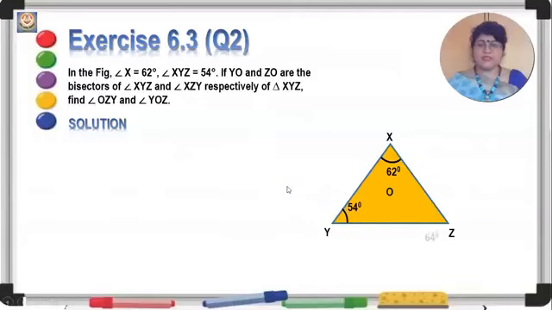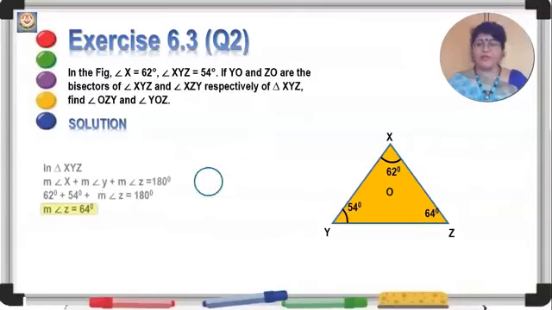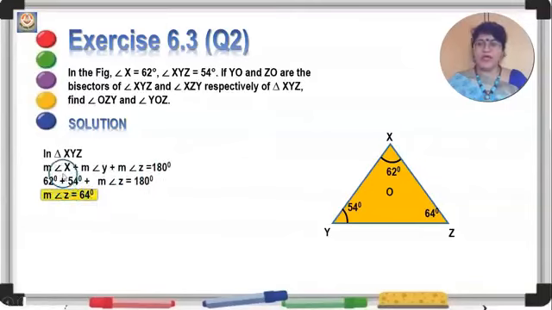So this is the solution. You get measure angle Z as 64 degree. Make a note of this in your notebook. X plus Y plus Z is 180 degree because of angle sum property of a triangle. And when you calculate, you will get the measure of Z equal to 64 degree. I hope this is clear.